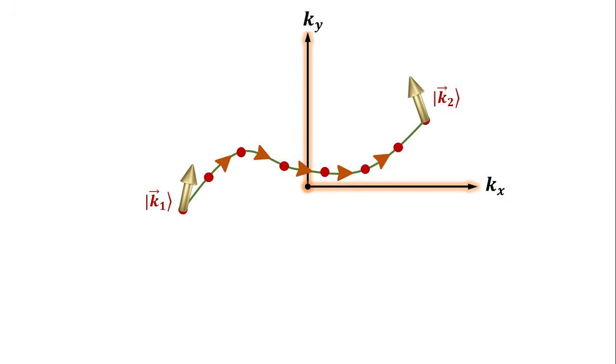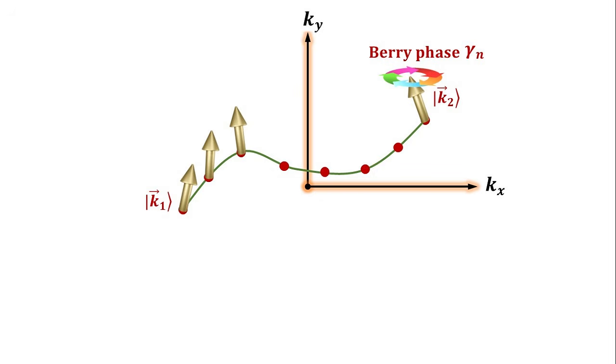As we follow this path, the quantum state evolves continuously at each point in an adiabatic fashion. Just by traversing the path, the wave function picks up an extra phase that depends on how the eigenstates twist in parameter space. This extra phase is what we call the Berry phase, and it's the central topic of this video. To visualize this, think of your quantum state like a vector you're carrying across a curved surface.